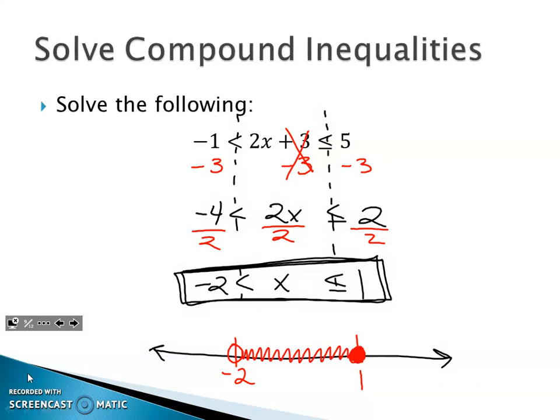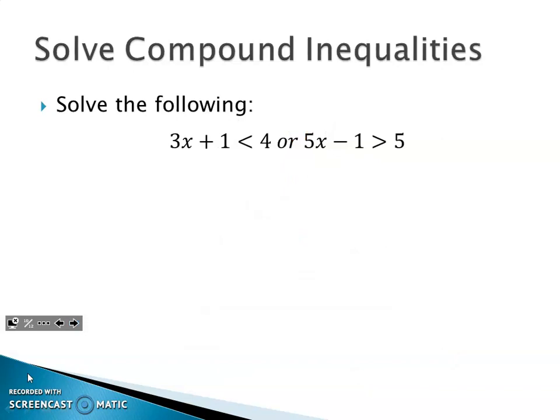One more. Last one I have here is an or statement: 3x plus 1 less than 4, or 5x minus 1 is greater than 5. The nice thing with an or statement is that you solve this one for x, then you solve that one for x. For 3x plus 1 less than 4, I subtract 1 on both sides, which gives me 3x less than 3. Then I divide both sides by 3, and that gives me x less than 1.